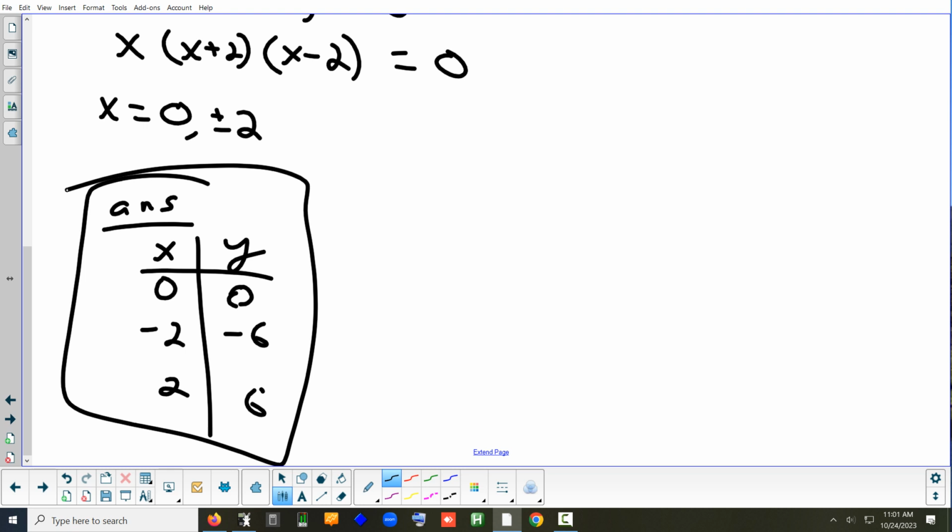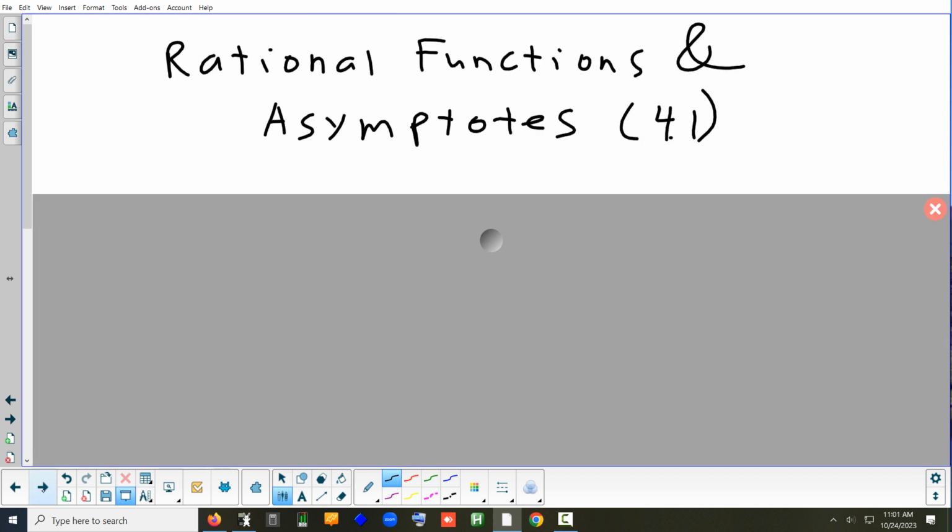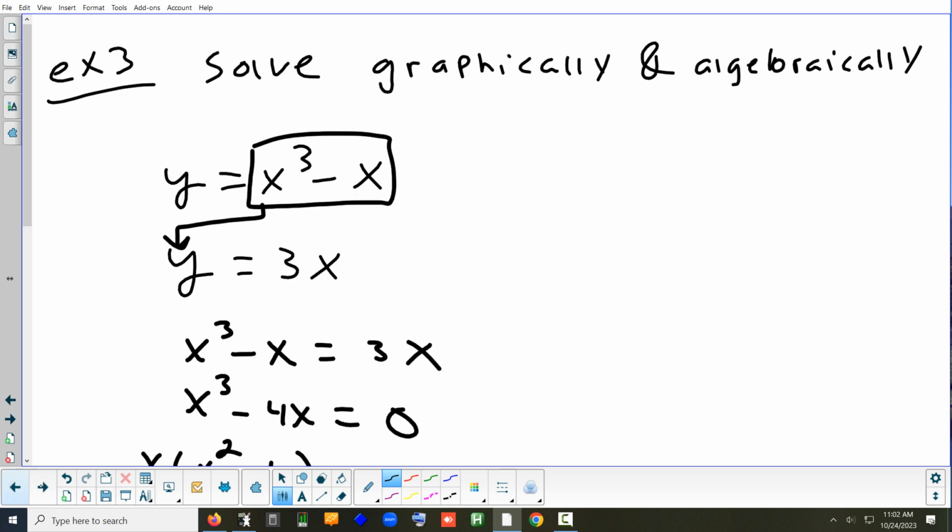6 different numbers, 3 different coordinates. Any questions on that one? Alright, so that's all that was really in 3.7. Just solving it graphically. I decided to do the last one algebraically, but you could have done it graphically.